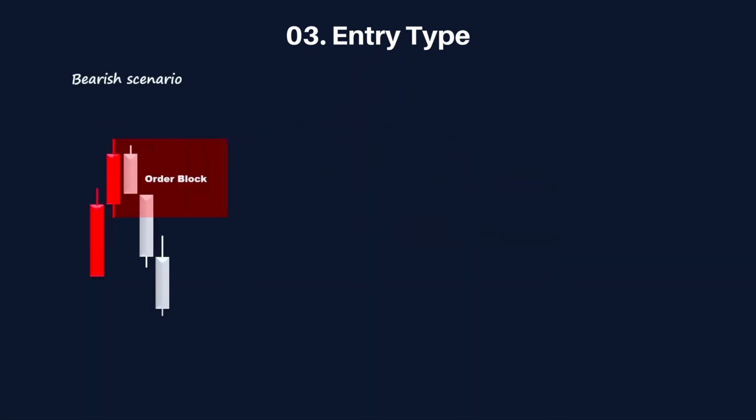Entry Model 3, Midpoint Entry. This is the entry model I personally prefer because it offers an excellent balance between probability and reward. Instead of entering at the wick or the candle body, divide the order block in half. Place your entry at the 50% level of the entire candle. Your stop loss still remains beyond the opposite side of the order block. This creates a tighter stop while maintaining a realistic chance of execution.